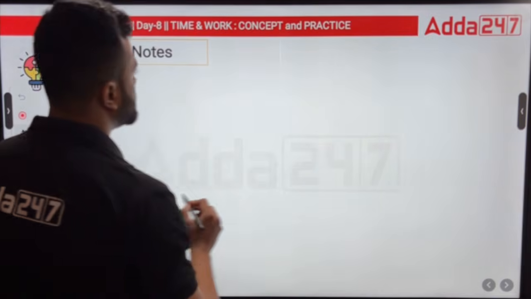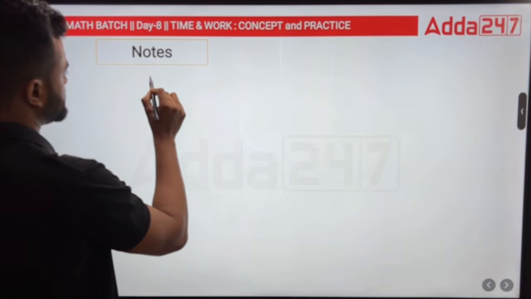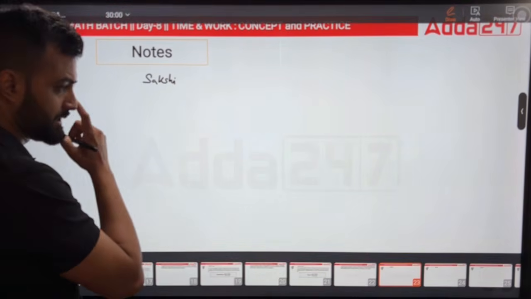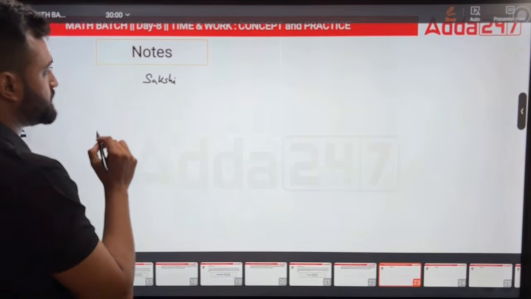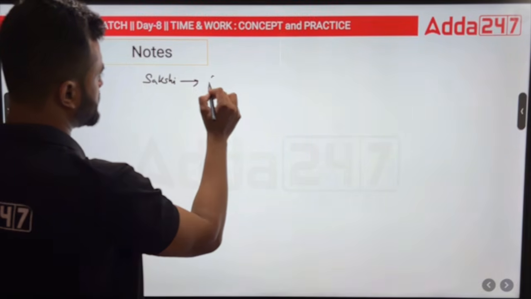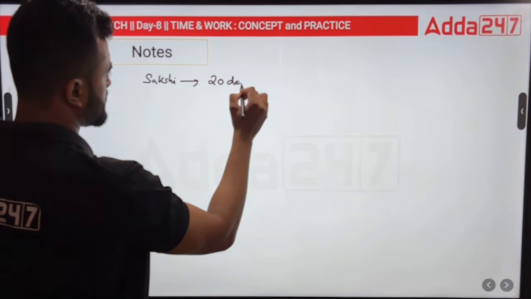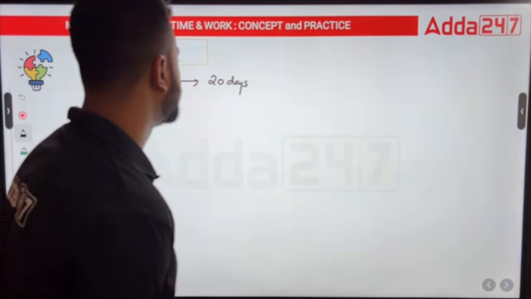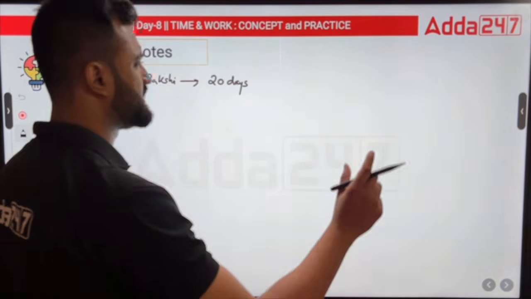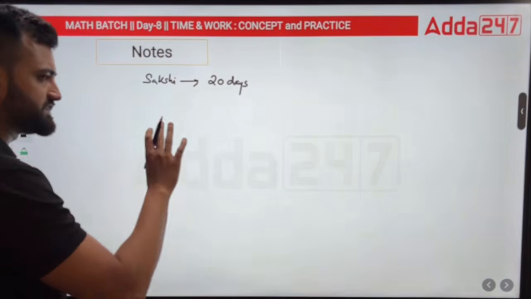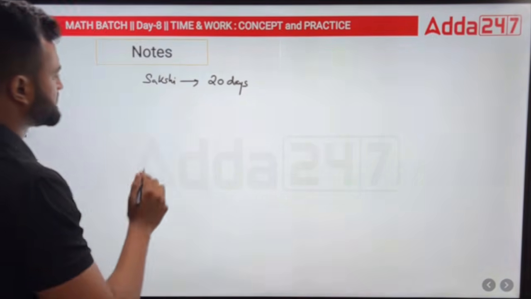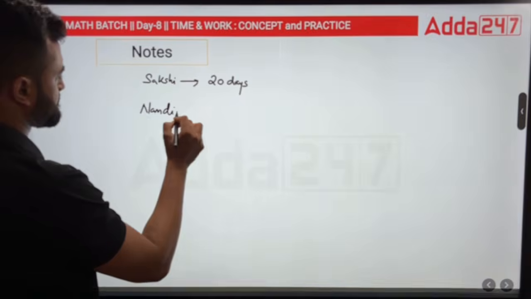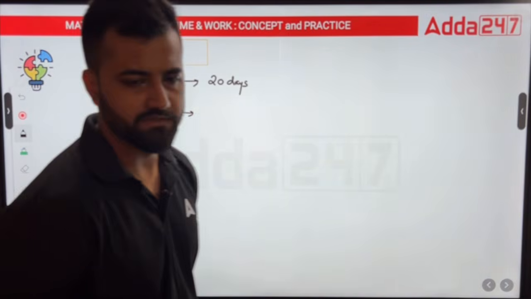There was a girl whose name was Sakshi. She can complete a work in 20 days. And along with her, her friend is there. I forgot the name of that particular friend, but I'm taking a random name. The question is exactly the same which I've given out here. Suppose her name is Nandi. Her friend Nandi is along with her.